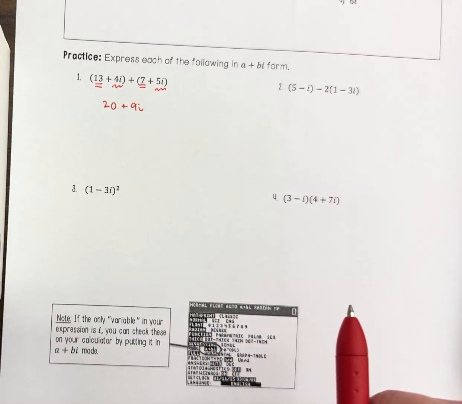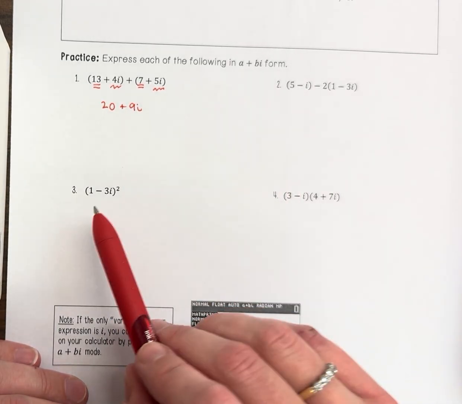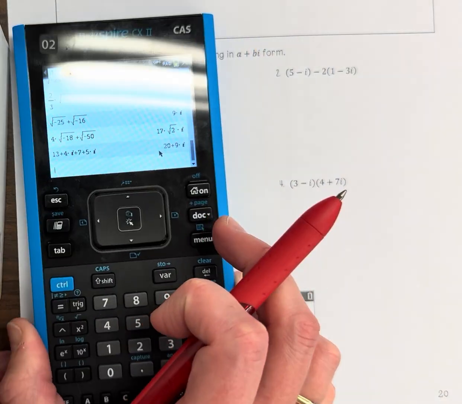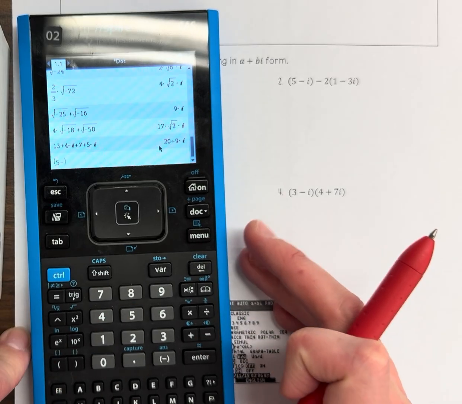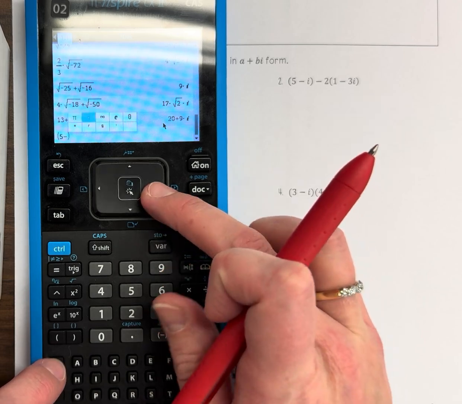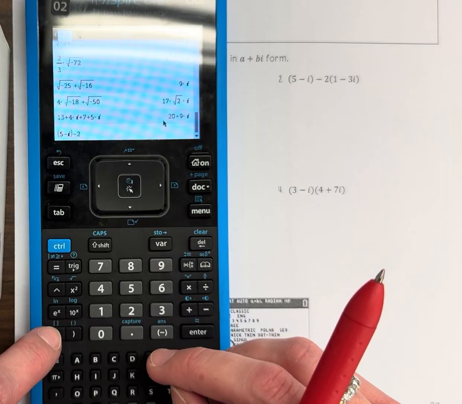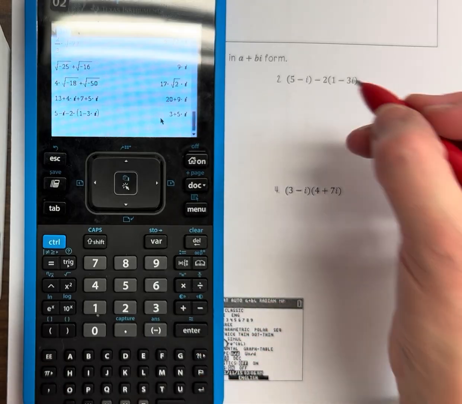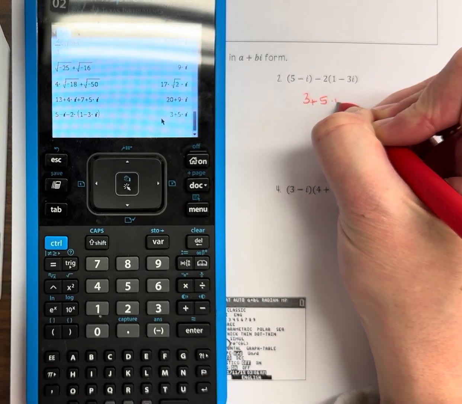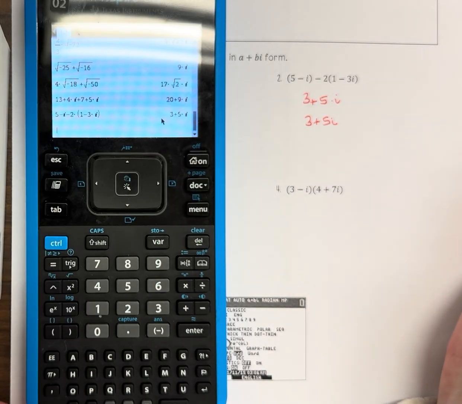All right, there are some nuances to this, and we are going to talk about them next class, like when you might have to do more work than this. But if the question just has whole numbers and i's in it, these ones can be done on your calculator. So number 2, I'm just going to do these on my calculator. I'm going to type in 5 minus, and then I'm going to click pi to get to the i button. Close my parentheses, minus 2, 1 minus 3, pi, and then i. So I have 3 plus 5 times i is what the calculator says, but I'm going to just write 3 plus 5i and not include the times symbol.